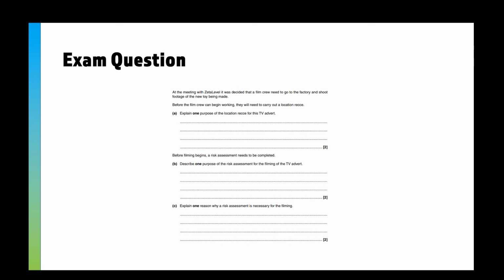Then, before filming begins, a risk assessment needs to be completed. What's the purpose of the risk assessment? And explain why a risk assessment is necessary for the filming. So that's 6 marks in total. Again, that's still quite a lot of marks. That's like 10%, because usually the exam's out of 60. So that's 10% of your marks on health and safety. So pause the video. I'll go through the answers in a moment.